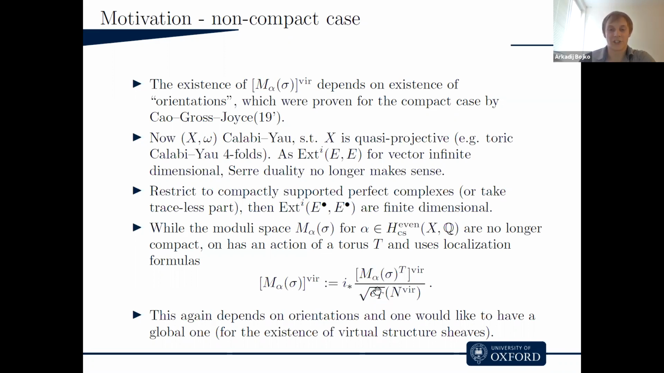But one has this additional factor, which is dividing by the square root of the top Chern class of the normal virtual bundle. And the square root depends on a sign. So again, this is where the orientations come in, because what existence of a global orientation would say is that geometrically there is a particular sign, up to a global minus sign, which you could choose.